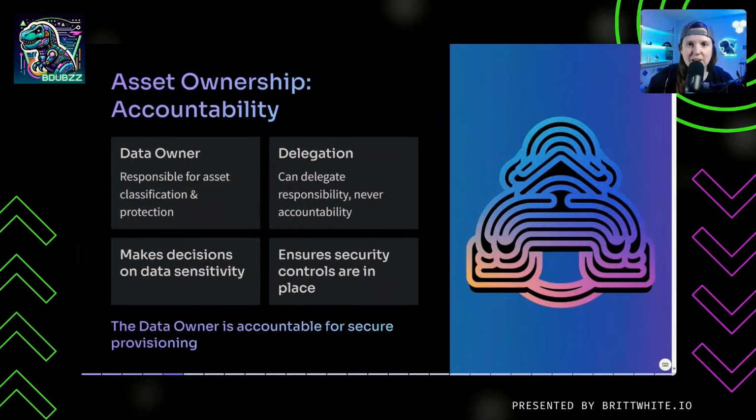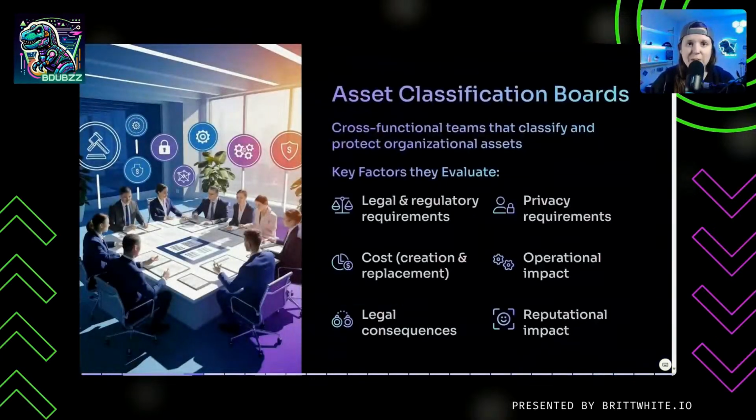Now let's talk about asset classification boards. These are special teams that bring together people from different parts of the organization to look at how we classify and protect our assets. Think of them as the security council for your organization's data. These boards play a crucial role when data owners aren't quite sure how to classify certain information, or when we need a consistent process to make sure everyone's following the same standards. They're especially helpful when we're dealing with complex situations, where it's not immediately clear how sensitive the data might be.